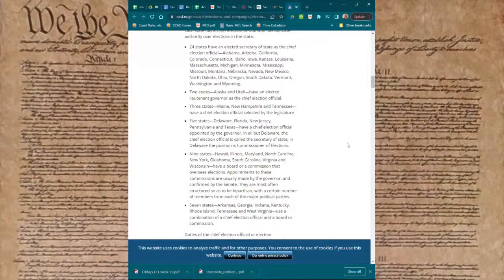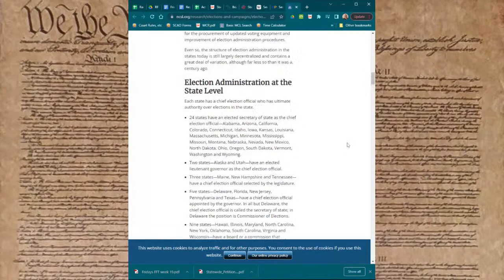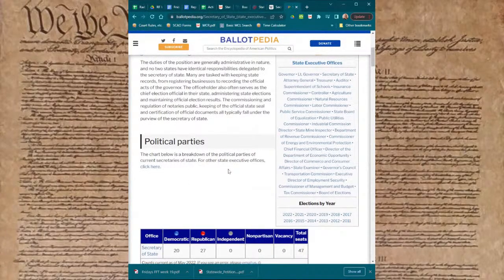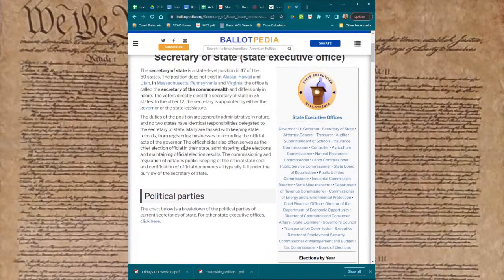In Delaware, it is the Commissioner of Elections. So anyway, just some beginning information for you there. The next one is Ballotpedia. Again, I'm not saying that every single thing on this website is something that you should believe wholeheartedly, but it does give some good information.